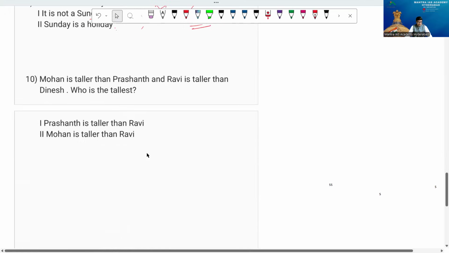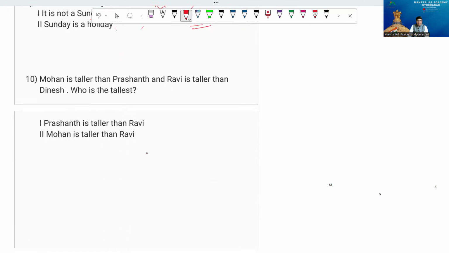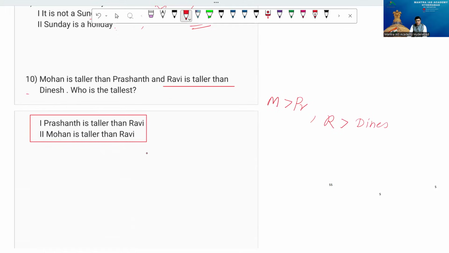Now question number 10, my dear. It's an important question. Please observe here. Mohan is taller than Prashant, and Ravi is taller than Dinesh. Who is the tallest? How many persons are there? Mohan, Prashant, Ravi and Dinesh. In the question itself it is given that Mohan is taller than Prashant and Ravi is taller than Dinesh. But I want a connectivity between Ravi and Prashant, then I will definitely get the answer.